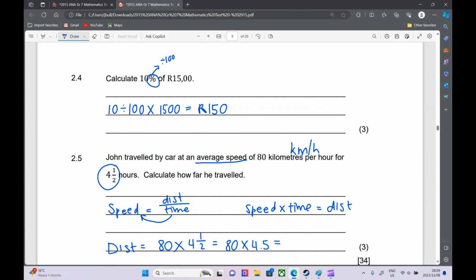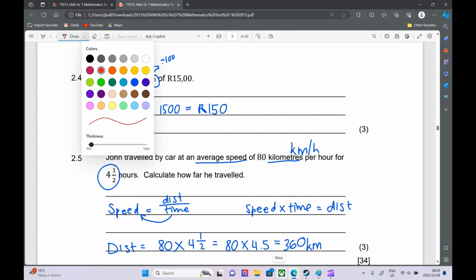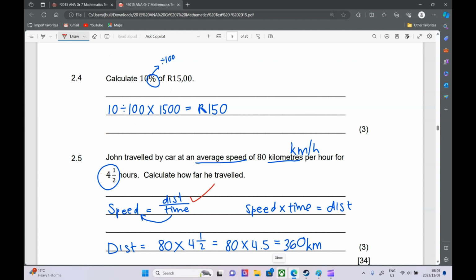So we are going to go 80 times 4.5, and we get 360. Now what's important is that we put the units. It's distance, and we are working in kilometers per hour, so it's 360 kilometers. In a question like this, you would get marks for remembering this formula. Let's just get a red pen quick. You get marks for remembering the speed, distance, time formula, for putting in the right values, and then finally for getting the answer and the unit right.